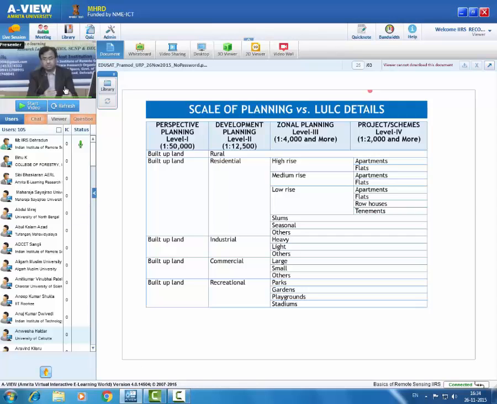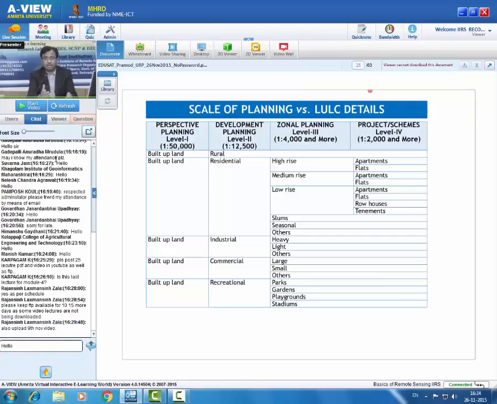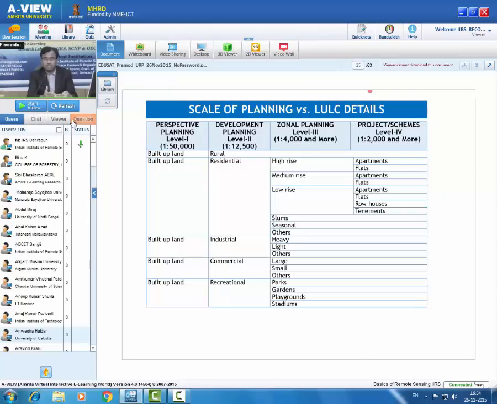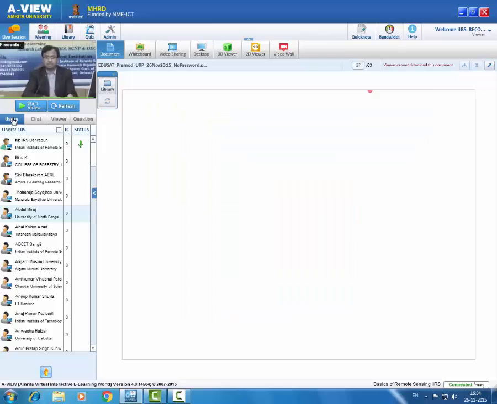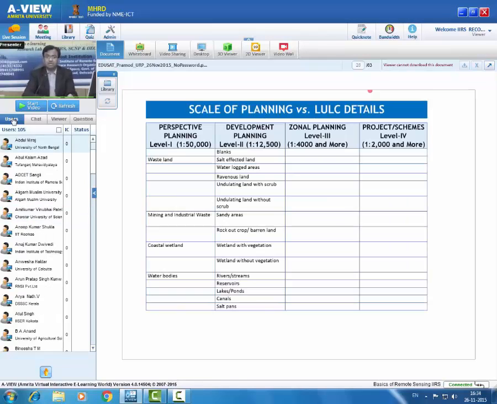When you go to specific project scheme-based zonal plans and so on, then the high-rise will further be defined as whether it is apartments or flats. It may be row houses or tenements. So this way the information content increases. Other details are given in the subsequent slides.